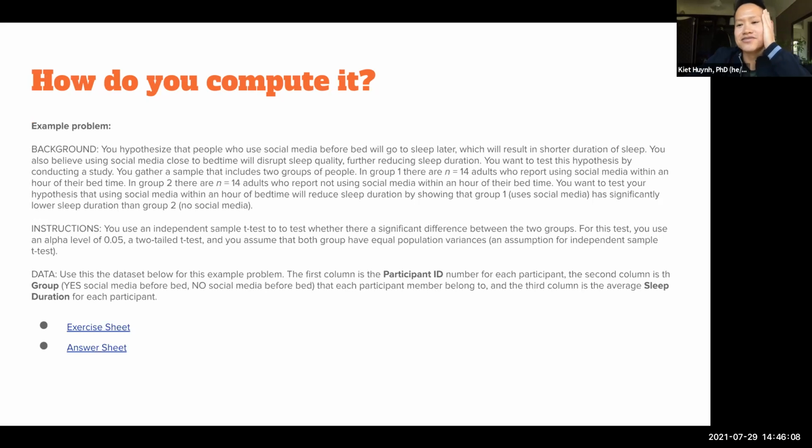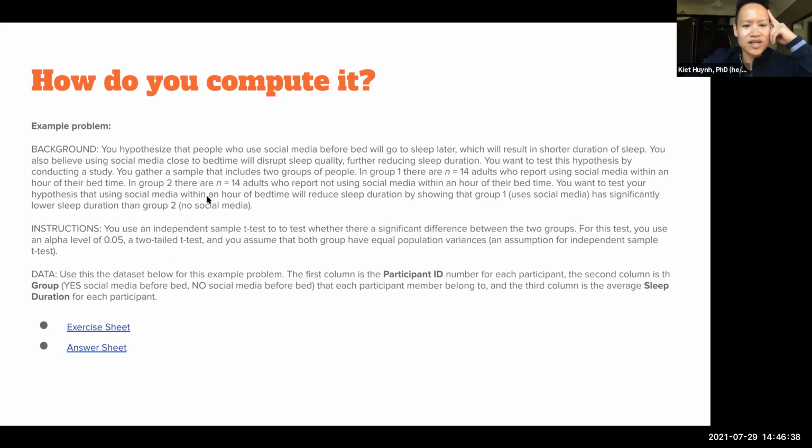Okay, let's do an example problem. This is the last part of this lecture. Look at this problem. The background: you hypothesize that people who use social media before bed will go to sleep later, which will result in a shorter duration of sleep. You also believe using social media close to bedtime will disrupt sleep quality, further reducing sleep duration. You want to test this hypothesis by conducting a study.